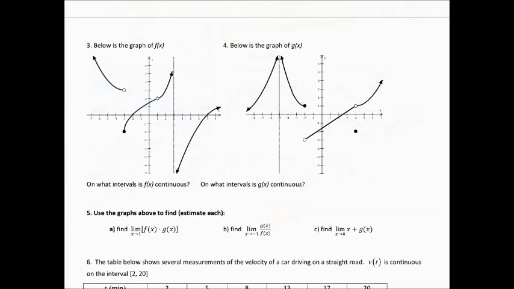All right, so now let's take a look at number 3 and number 4. On number 3, it says below is the graph of f of x, so we're taking a look at that graph. On number 4, it says below is a graph of g of x, so that's the g of x graph. Then we're asked on what intervals is f of x continuous, and then on what intervals is g of x continuous. So let's first start with the f of x graph.